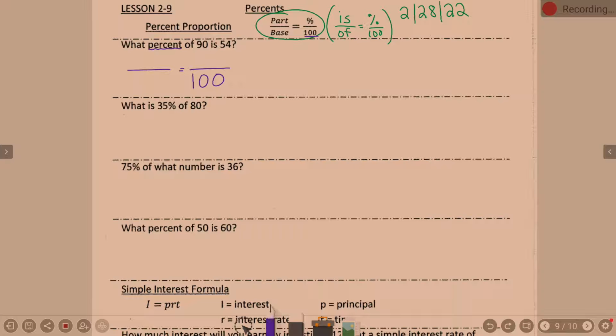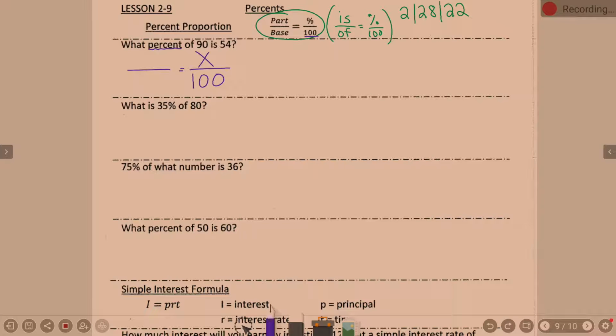Now, above the 100, it'd be the other percent, well, it's the number with the percent sign. Do we have a number with a percent sign here? No. What's it say? It says what percent? So in this case, my variable is going to go right there. Okay, so I have the x over the 100. Now, we need the base on bottom. Listen, please. The base being the whole number that we are working out of here.